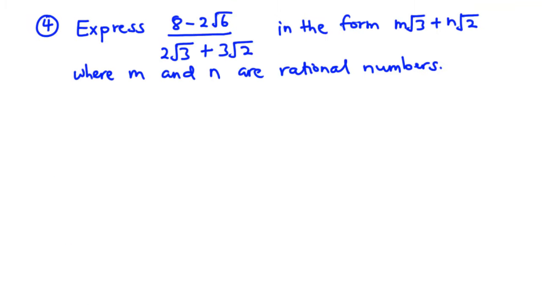So let's solve our last question for today. We are going to express (8 minus 2 root 6) divided by (2 root 3 plus 3 root 2) in the form m root 3 plus n root 2, where m and n are rational numbers.